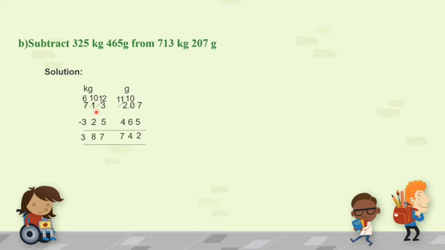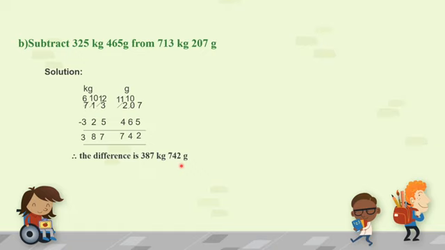So like this simple subtraction, you have to carry out the same process over here, with the only difference of following the kg and gram columns. After having completed your subtraction and taken out the difference, you have to write down the statement. Therefore the difference is 387 kg and 742 gram.